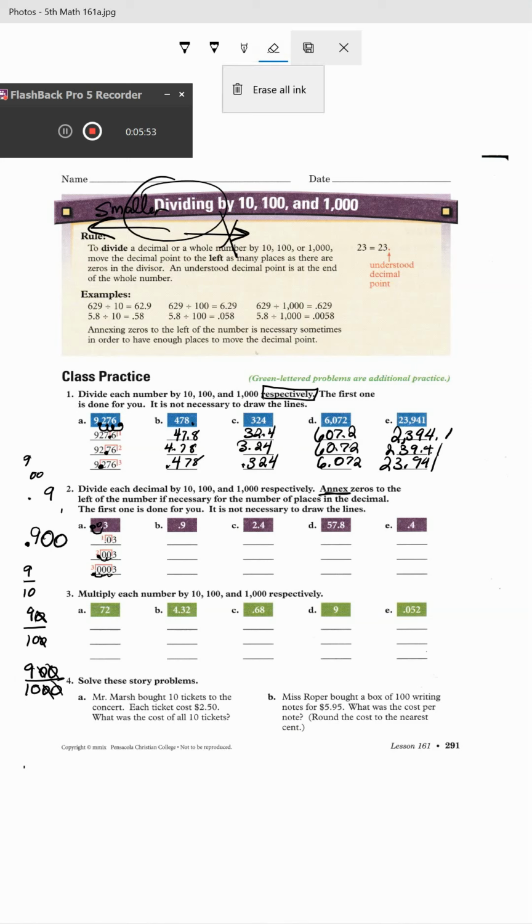Now we're not erasing. Not going to work. I don't want to erase everything.